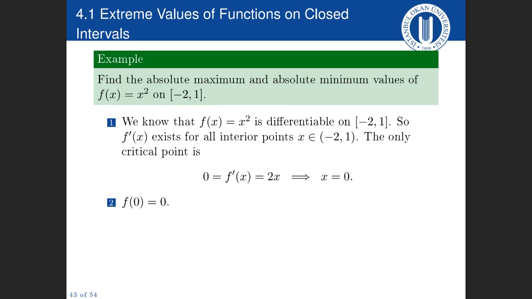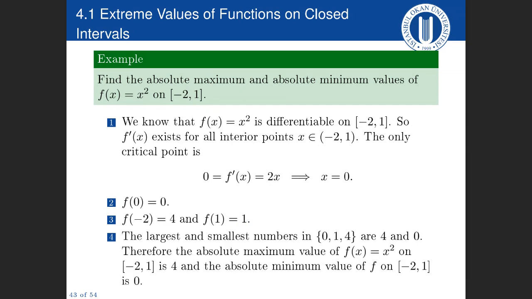Step 3, calculate the value of the function at the endpoints. The endpoints are -2 and 1. So we calculate f of -2 is 4, and f of 1 is 1. We've got 3 numbers here: 4, 1, and 0. Which one of these numbers is the biggest, and which one is the smallest? The largest and smallest numbers are 4 and 0, of course. So that means the absolute maximum value of this function is 4, and the absolute minimum value of this function is 0.